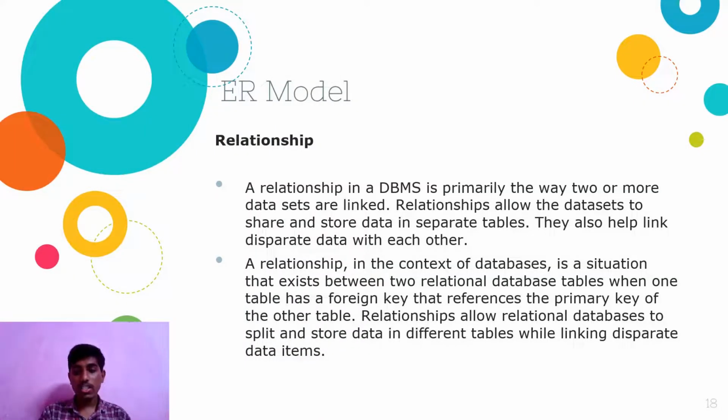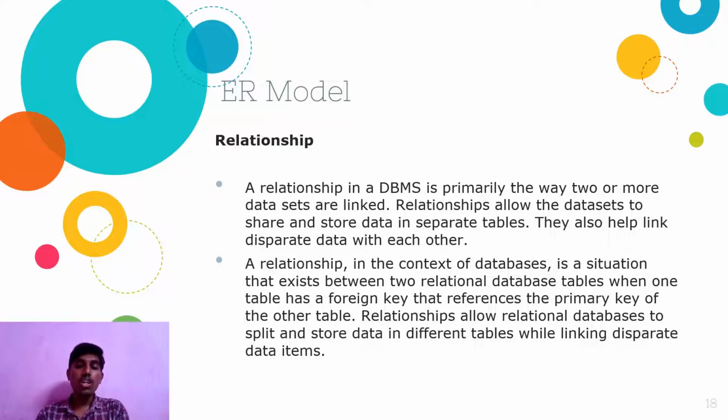Relationship: a relationship in a database is primarily the way two or more data sets are linked. Relationships allow the data sets to share and store data in separate tables. They also help to link disparate data with each other. A relationship in the context of databases is a situation that exists between two relational database tables, when one table has a foreign key that references the primary key of the other table.